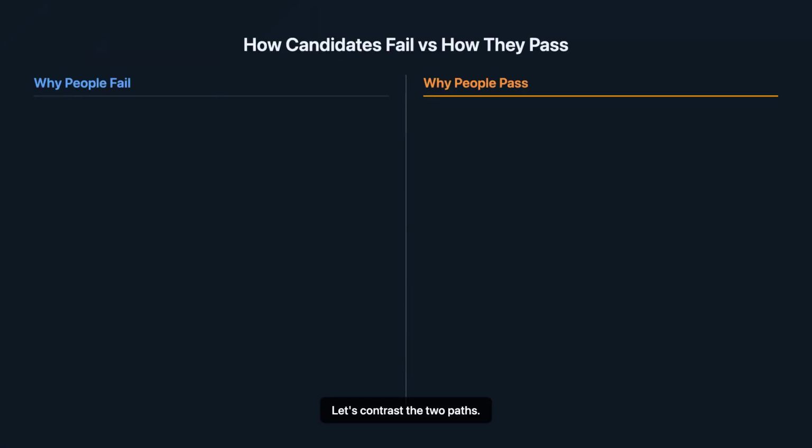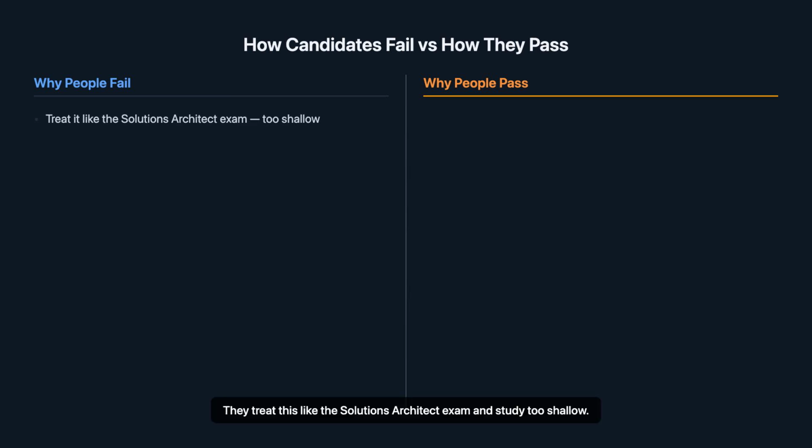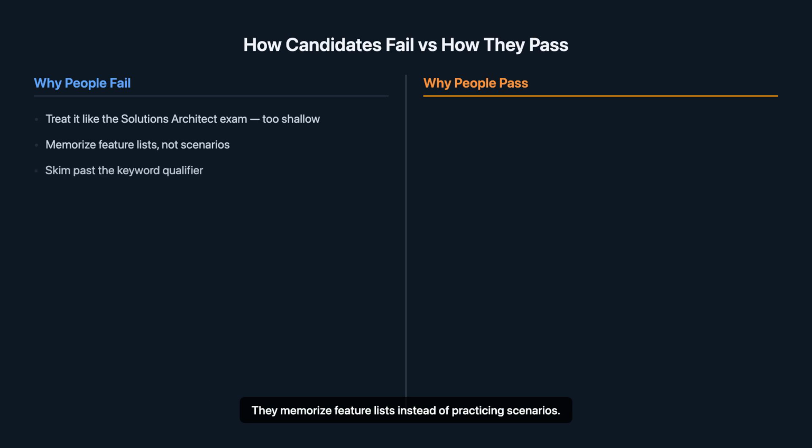Let's contrast the two paths. On the left, why people fail. They treat this like the solutions architect exam and study too shallow. They memorize feature lists instead of practicing scenarios. They skim past the qualifier on the first read. They panic over one weak domain instead of trusting the overall score. And they skip open source topics, assuming this is purely an Amazon Web Services exam.